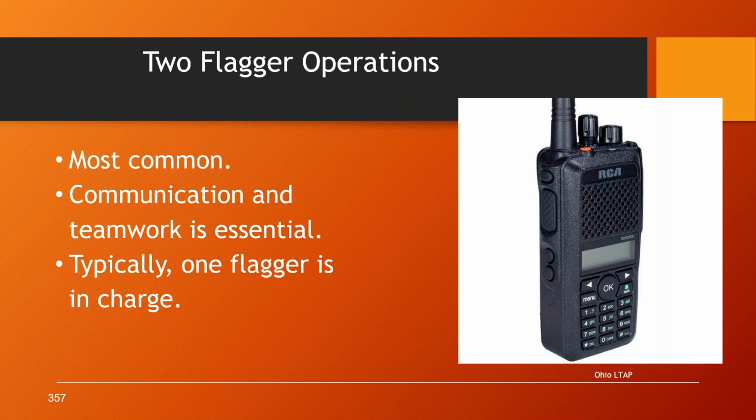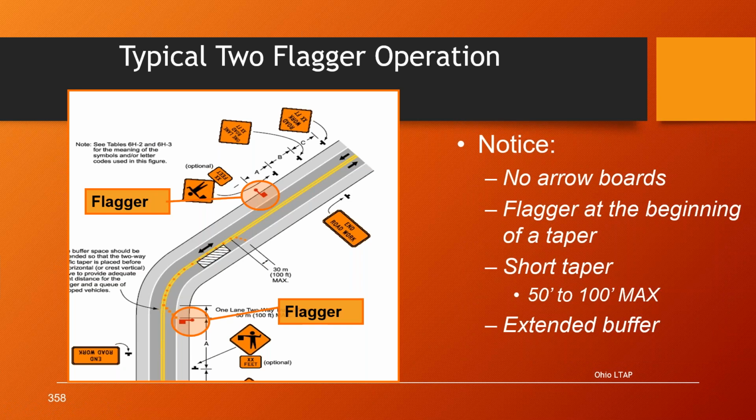So typically, the most common flagging operation involves 2 flaggers, and communication and teamwork is essential. Usually 1 flagger is in charge, so typically they have a 2-way radio like you see there. And in typical application number 10, they show a 2 flagger operation and where each flagger stands. And again, there's no arrow boards in this situation.